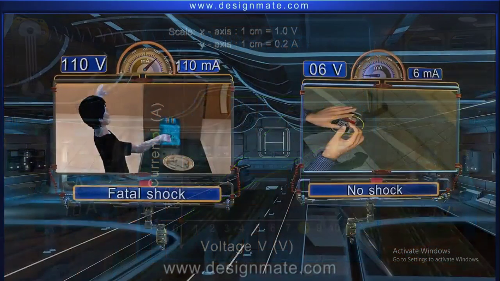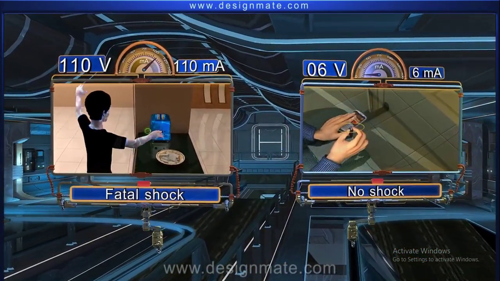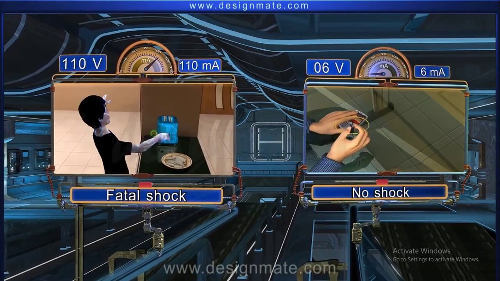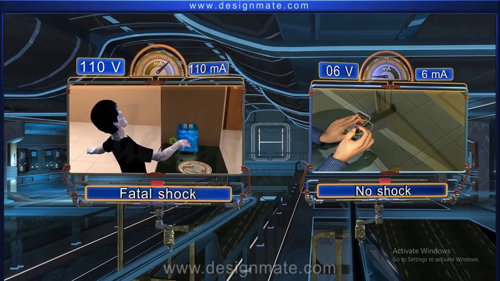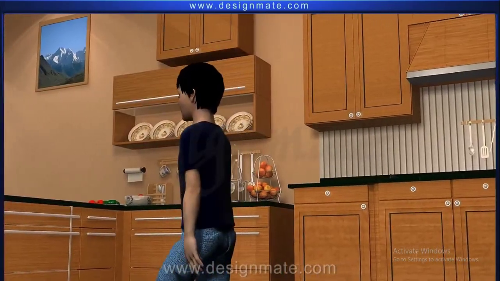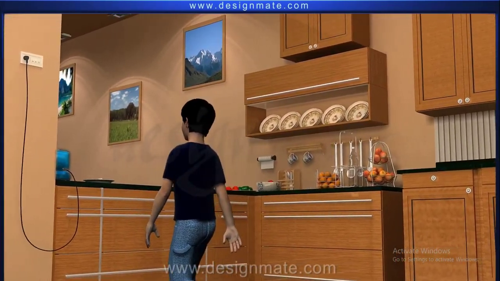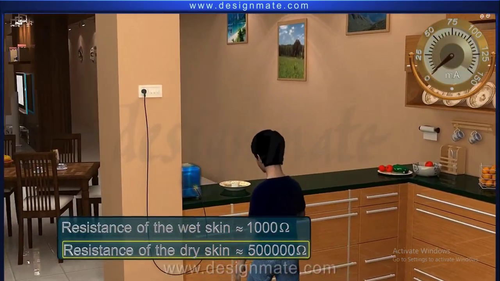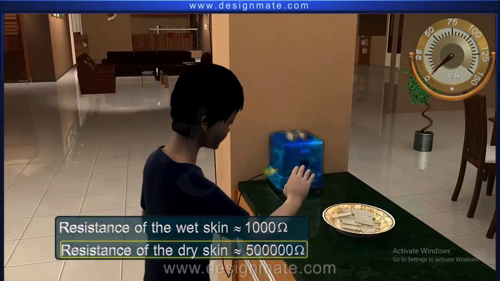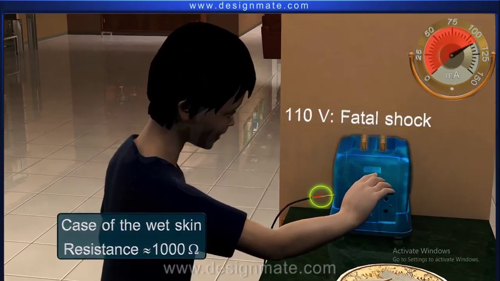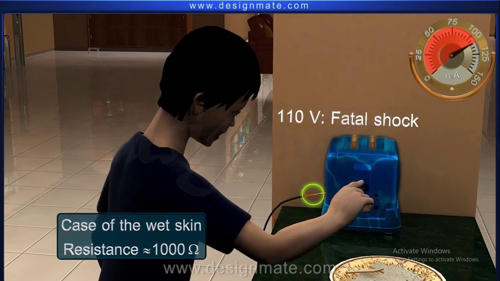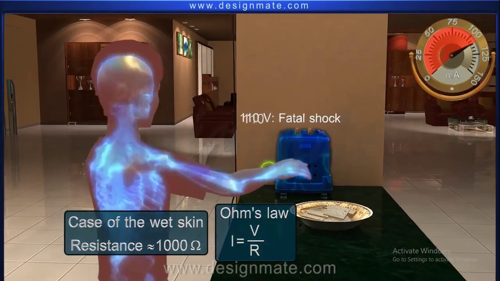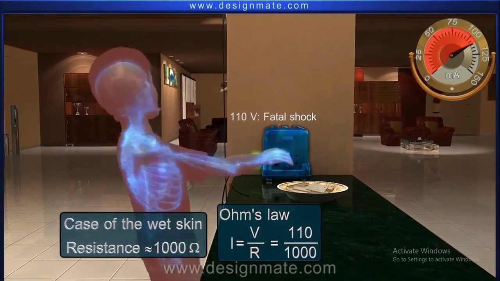Coming back to the question posed earlier, why there is a variation in the intensity of the electrical shock in the two cases, here is an explanation. The human body behaves as a conductor. The resistance of the skin varies from 1000 ohms for wet skin to over 500,000 ohms for dry skin. When the 110 volts AC voltage leaks into the body of the toaster, as per Ohm's law, the current flowing through the wet human skin is 110 volts over 1000 ohms equals 110 milliampere.